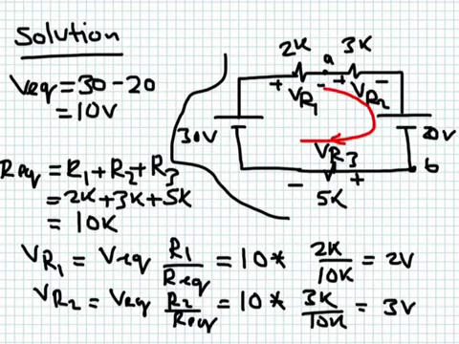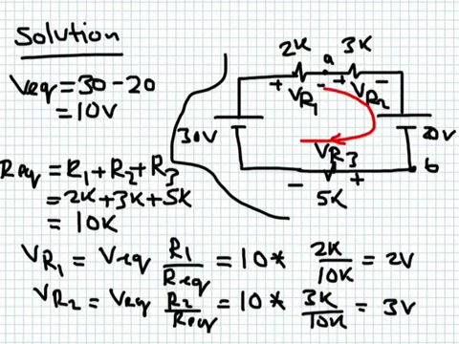The equivalent voltage, as we agreed, going in the clockwise direction, is 30 minus 20, which is 10 volts. The equivalent resistance is the sum of all resistances in this loop, so it's 2K plus 3K plus 5K, which is equal to 10K. Then the voltage across the resistor R1 is a fraction of the equivalent voltage. This ratio is R1 over R1 plus R2 plus R3, which is R equivalent. So you multiply the equivalent voltage, which is 10, by 2 over 10. So this will be 2 volts.